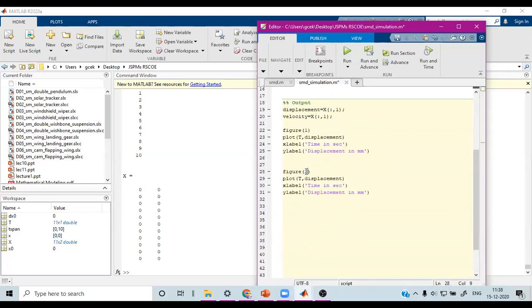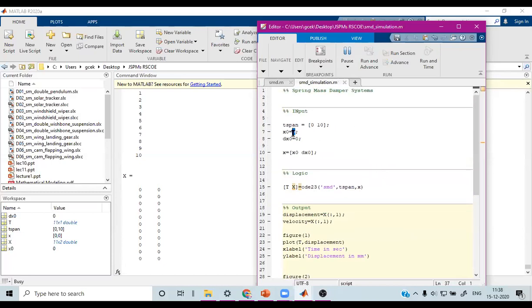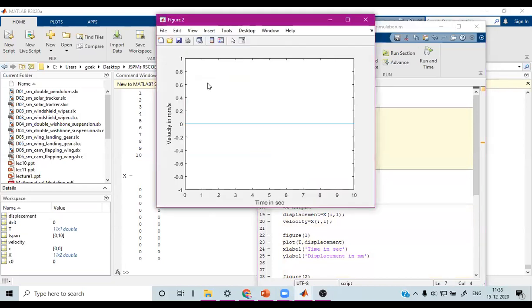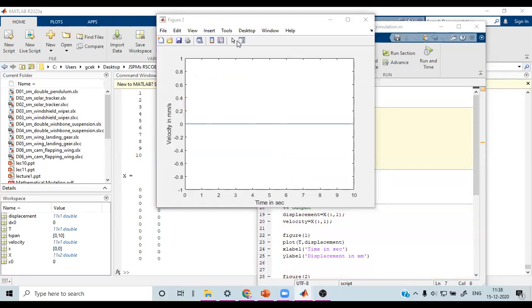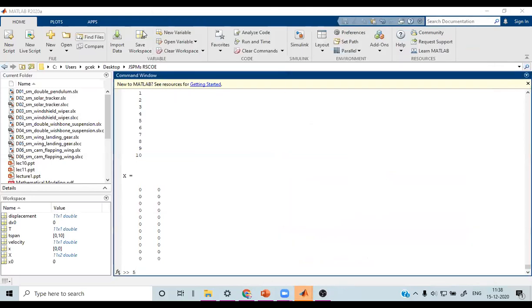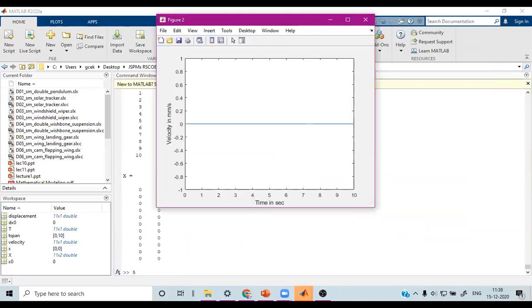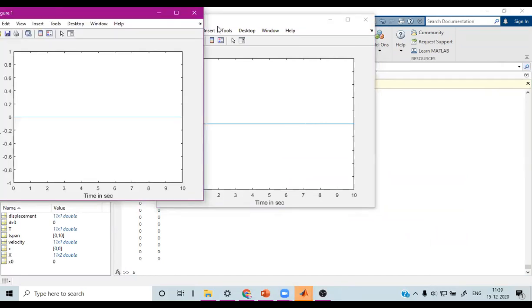Okay, so we can switch these units, we need to keep consistent units. I'll have a second figure with velocity, and I can have velocity in mm per second. So you'll get two graphs here. Here we have kept the displacement 0, so obviously I need to change it to 1. Here you will get a 0 input to my system and 0 output. Obviously, these two graphs, this is my displacement profile.